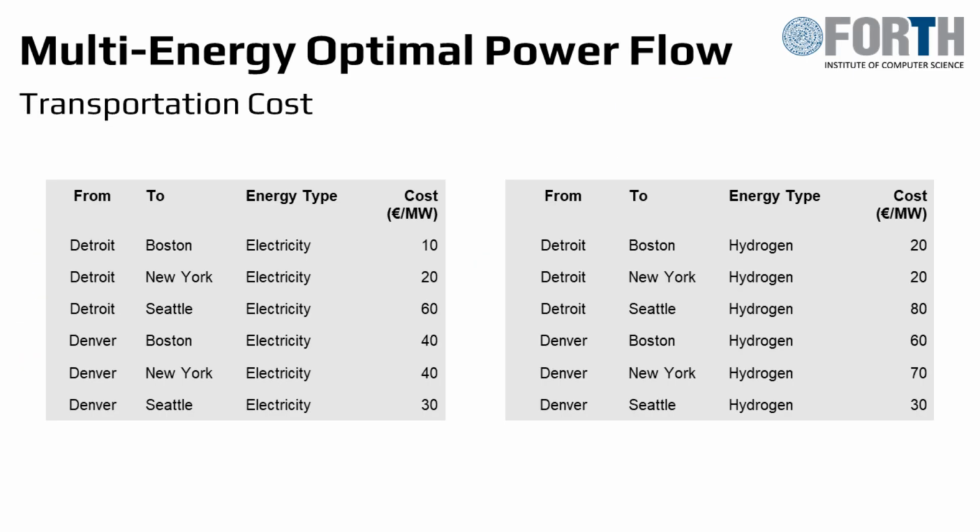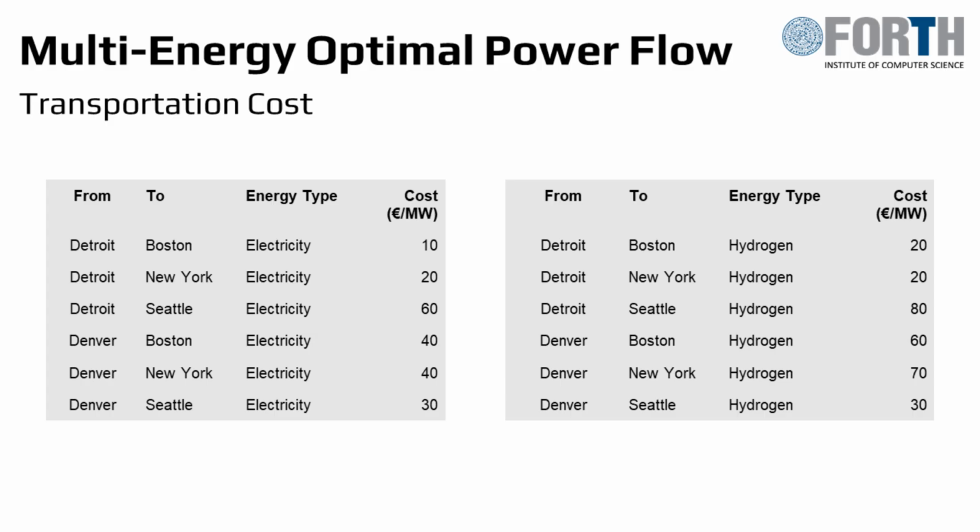Here, we summarize the entire cost structure in tabular form. On the left, we see transportation costs for electricity. For each pair of origin and destination, Detroit or Denver to Boston, New York, or Seattle, we have a cost expressed in euro per megawatt. On the right, we see the corresponding table for hydrogen.